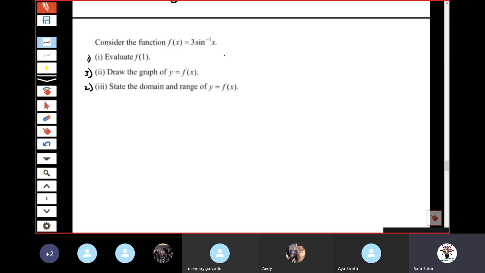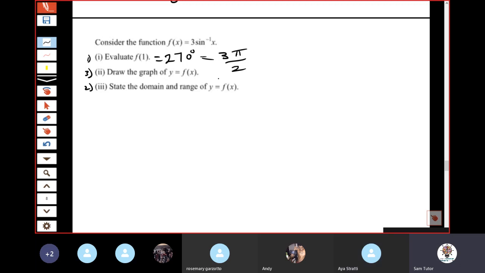Is anyone finished? Anyone want to check what they got for I? What did we get? 3 inverse sine 1. Alright, did you get that out? 270 degrees? Yeah. It becomes 3 pi on 2.